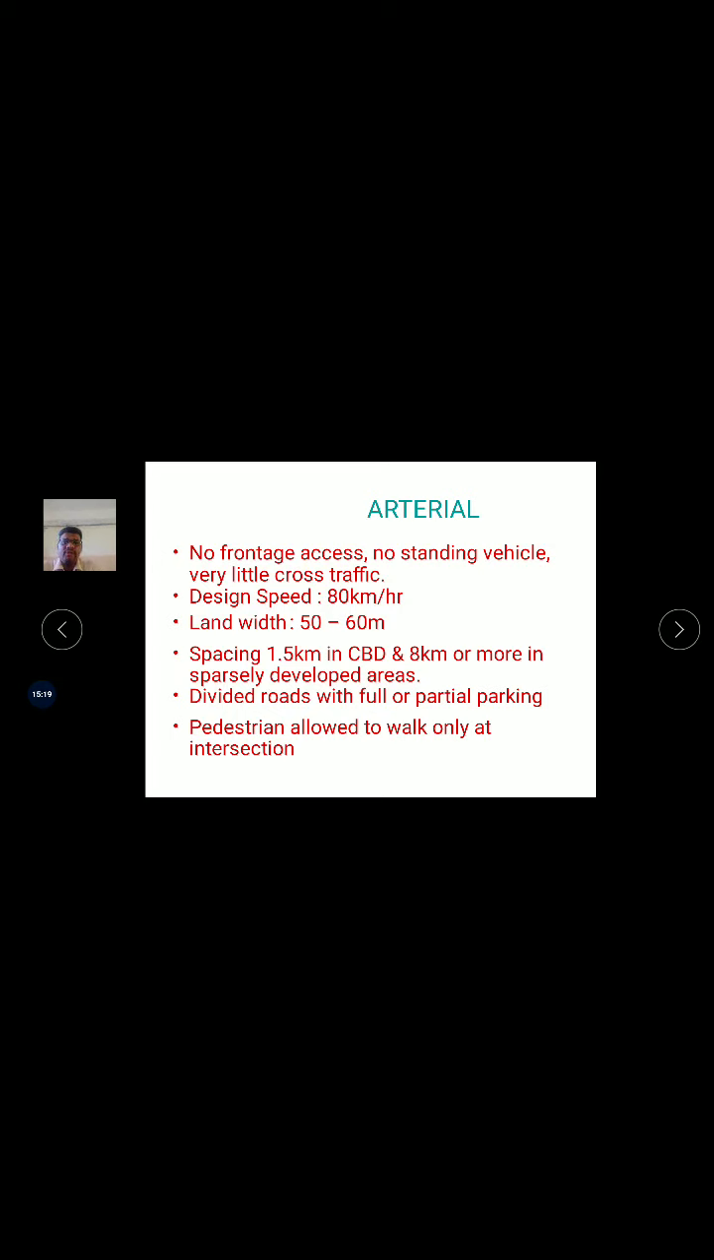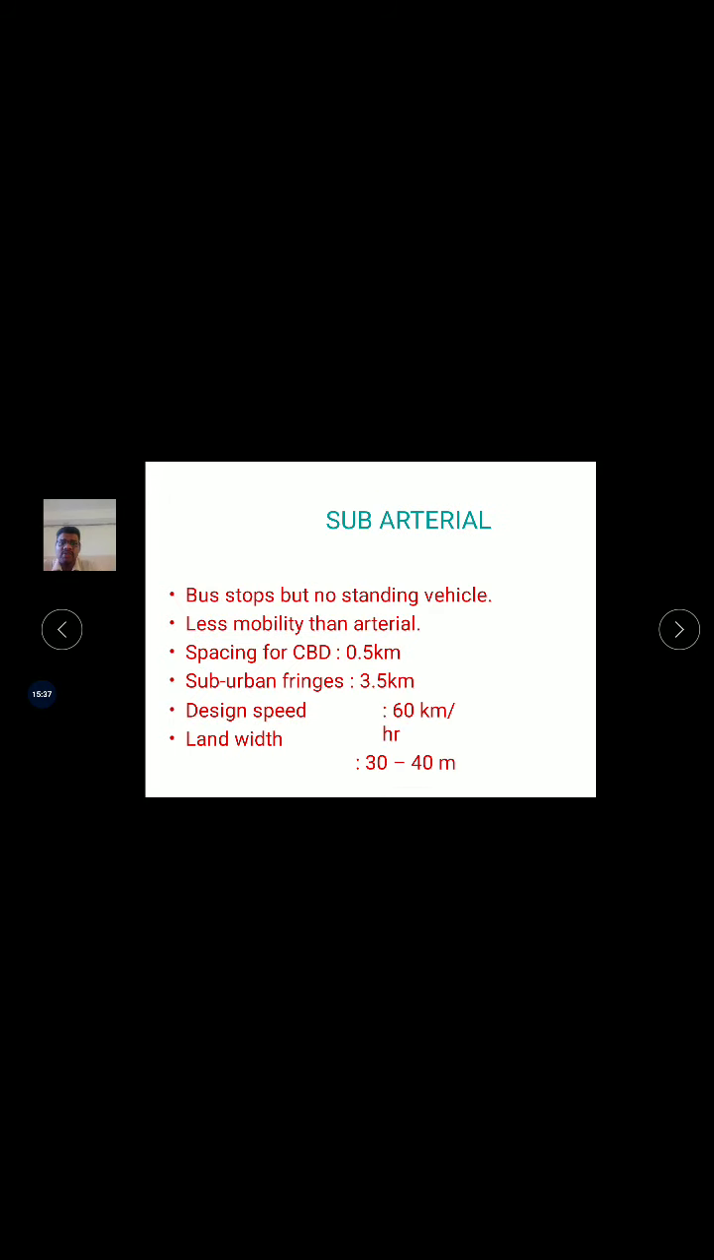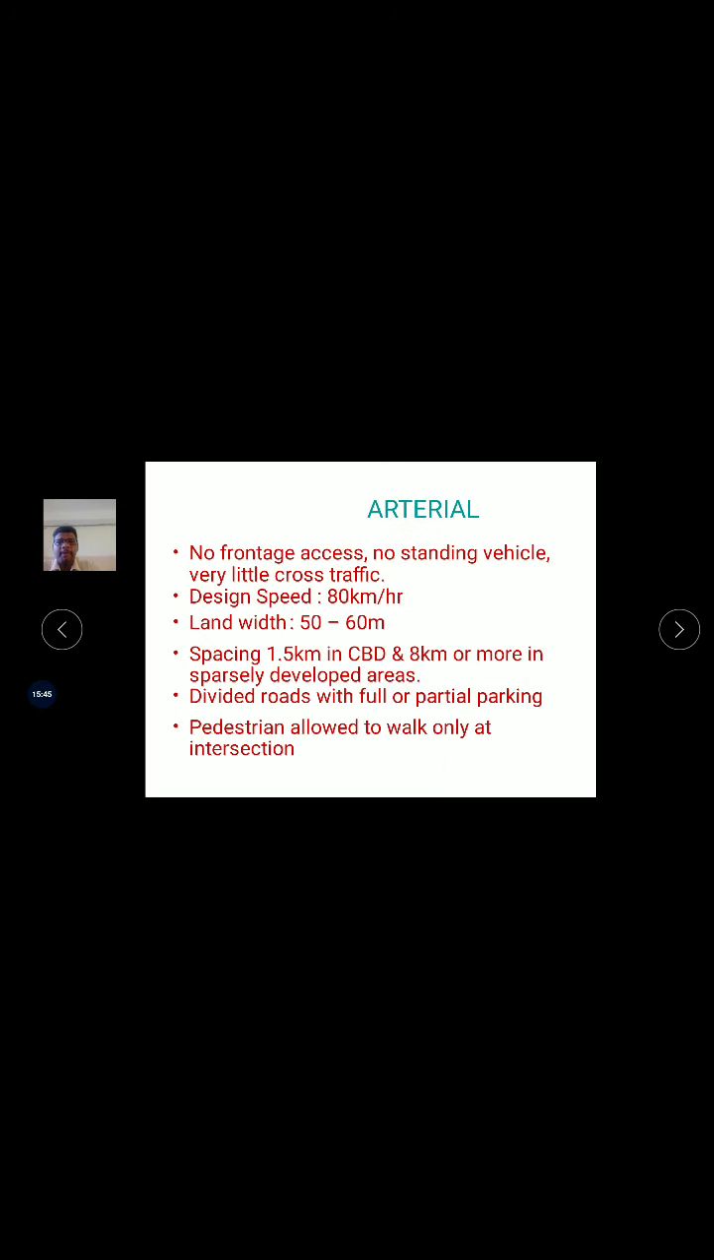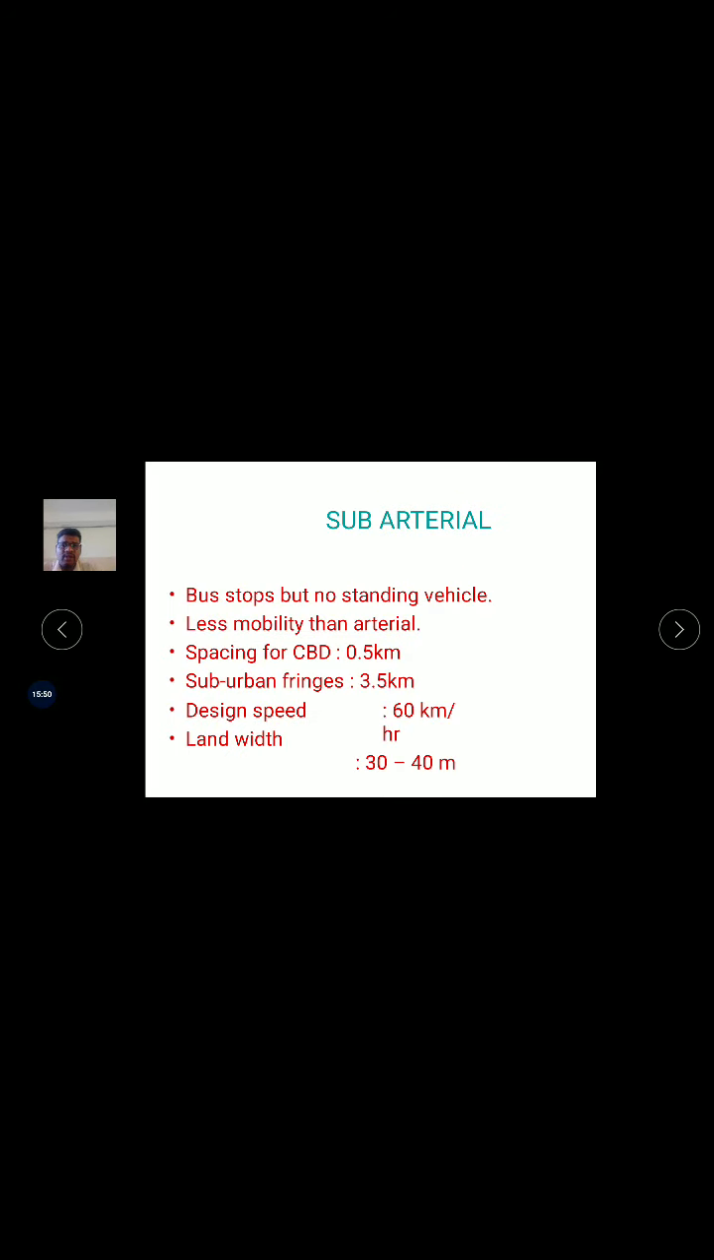First one is arterial, where the speed might be 80 kilometers per hour and the land width might be 60 meters. The spacing might be 1.5. The distance between these two roads might be defined. Their specifications have been chosen for these arterial roads. The next one is sub-arterial roads, where the speed might be 60 kilometers per hour, whereas the arterial road speed might be 80 kilometers per hour. While going into the city, the speed might differ. The width might be 30 to 40 meters.